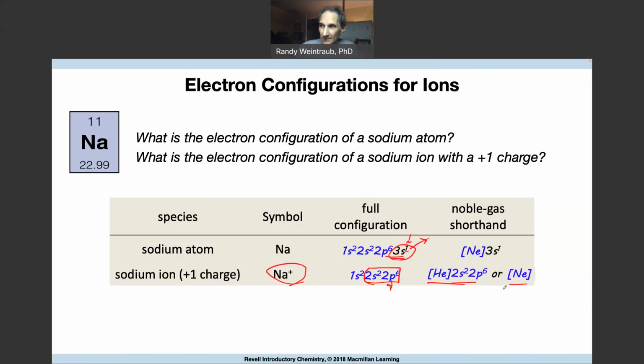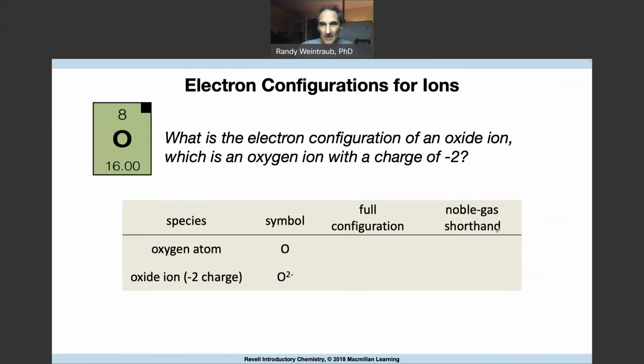And that's also the electron configuration of the noble gas neon. Here's a second example. What's the electron configuration of oxide ion, which is oxygen ion with a charge of -2? As before, let's begin with the neutral atom.